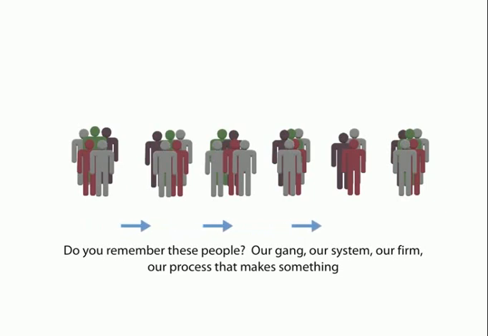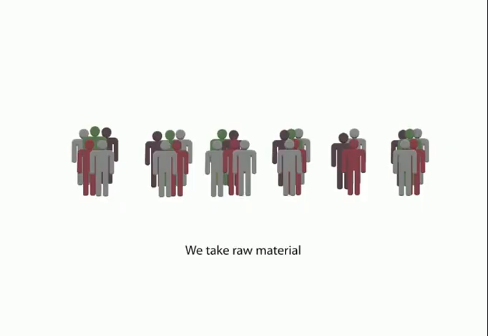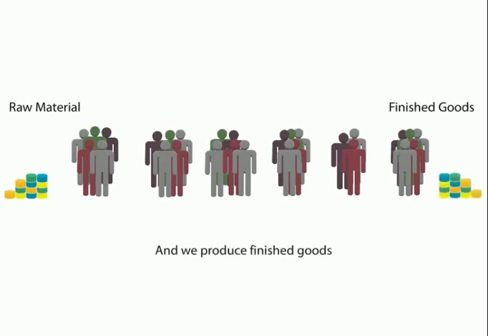That means on the extreme left will be the gating operation and on the extreme right will be the finishing operation. So our process that makes something moves from left to right. We take raw material and we convert them into finished goods. This is what we do. The job of any manufacturing organization is to convert raw material into finished goods. And we do that very quickly. Right? We take raw material and quickly, of course, convert it into finished goods.